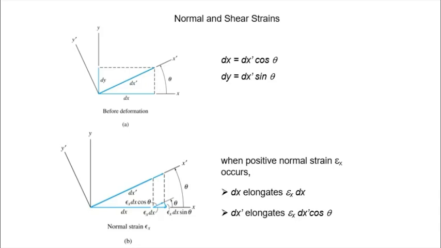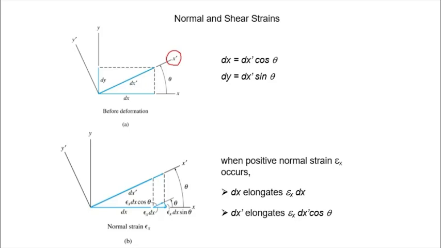Diagram A here is before deformation. Before deformation, the size of this rectangle is given by dx on the x-axis and dy on the y-axis, and the diagonal is dx prime, which is along the axis rotated by theta. Where dy is dx prime sine theta and dx is dx prime cos theta.